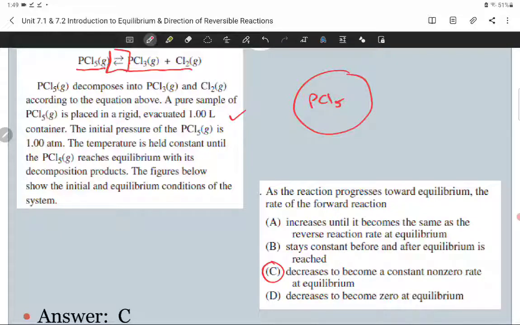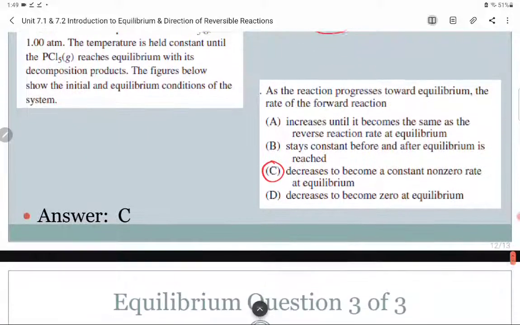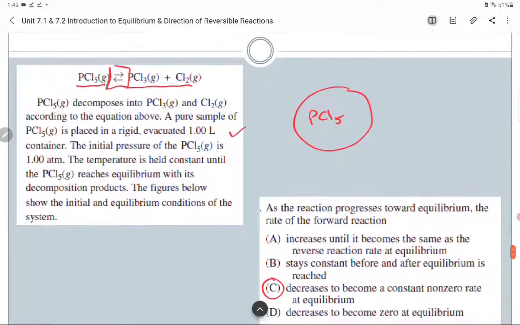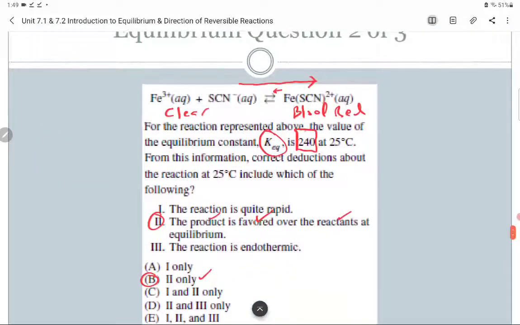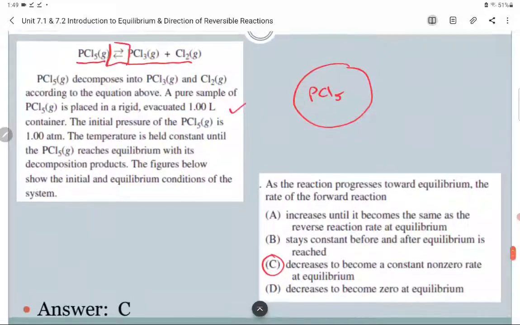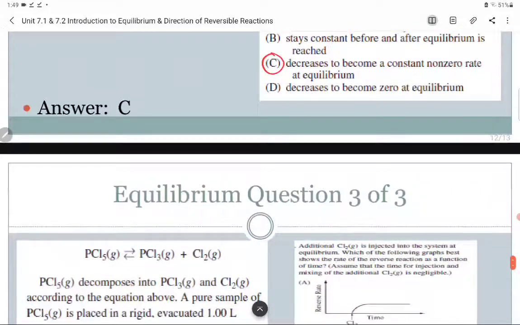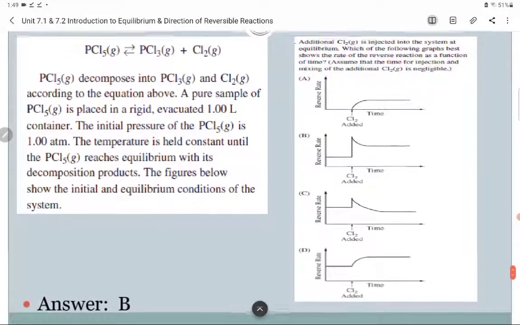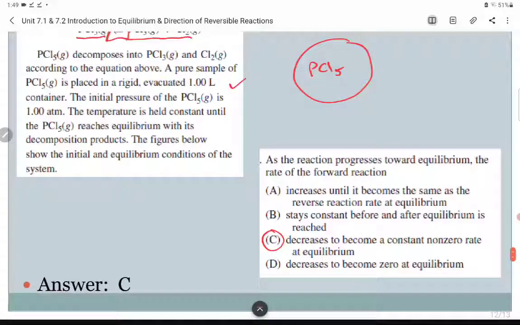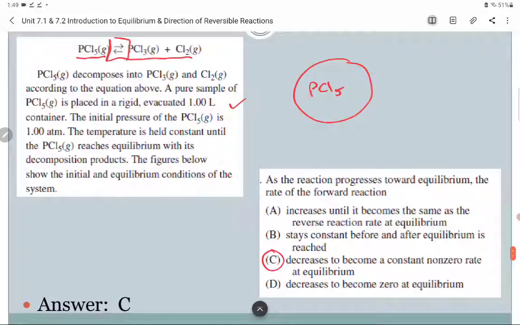The figures below show the initial and equilibrium concentrations of the system. Do we have all that? We don't. Did I have it on a different slide? We don't. So let's go. Maybe we didn't need it. I think there were some other questions that you did need some other information, but to answer this particular question, I don't think we're going to need that.